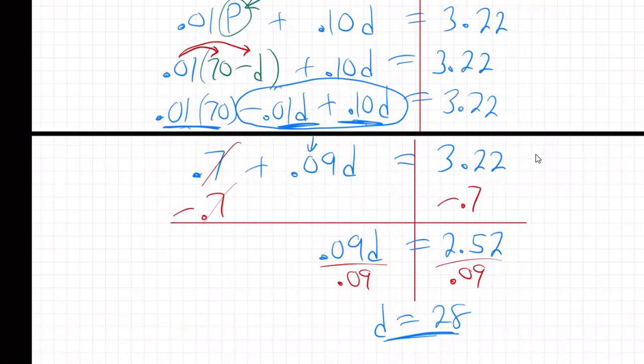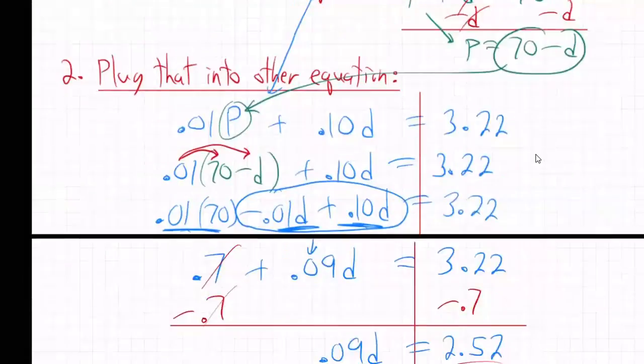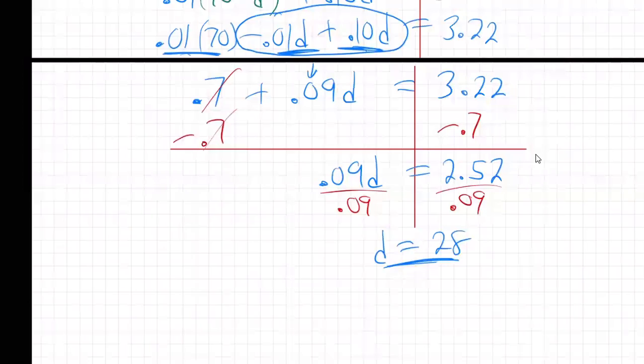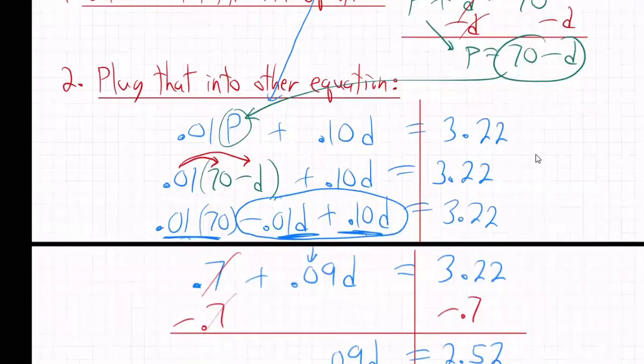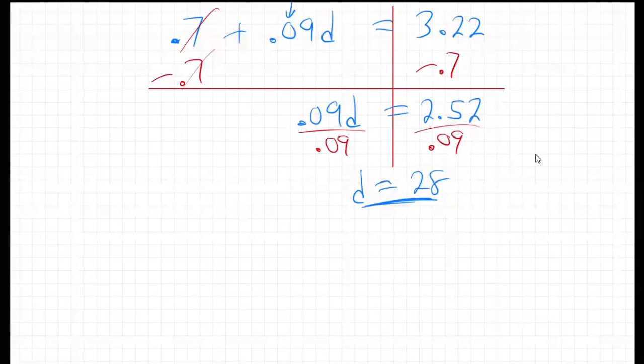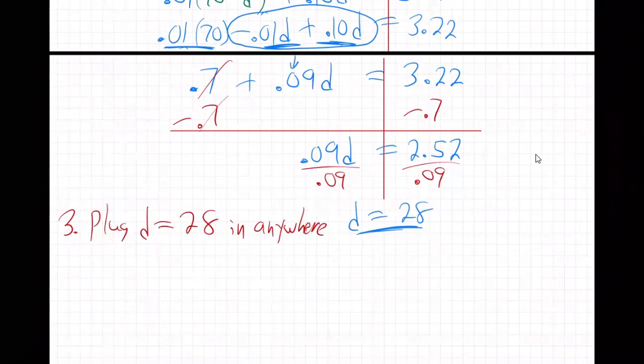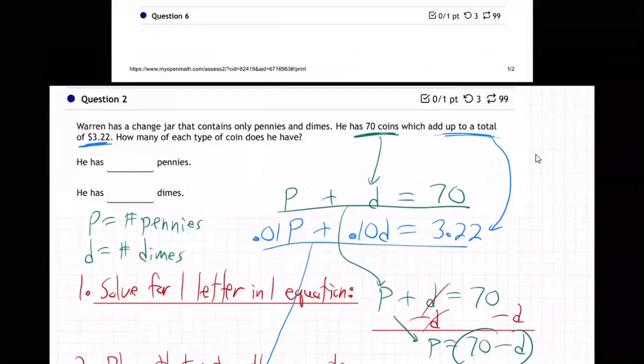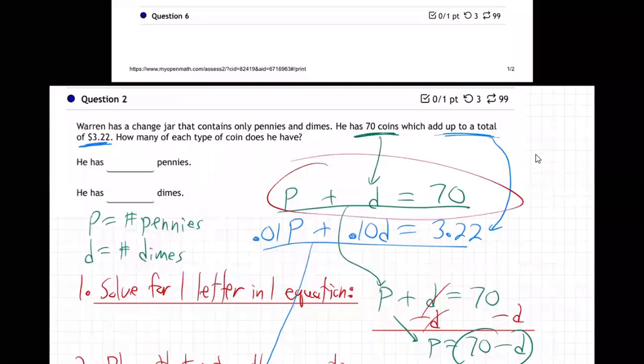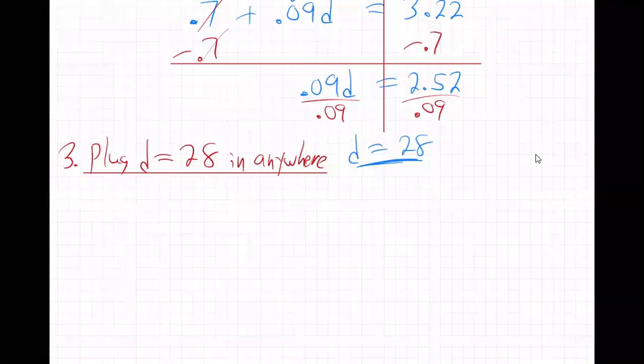That's the number of dimes, 28. I think they want both on this one, don't they? Let's go back up. They want pennies and dimes, yeah. So now that you've got one answer, the last step, step number 3, is plug that, plug D equals 28 in anywhere. Basically, you can plug that in anywhere. It doesn't matter. So I'm going to go back and find the easiest thing. Looks like that. P plus D equals 70.